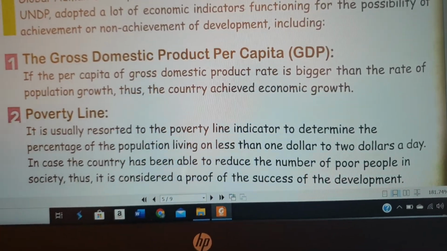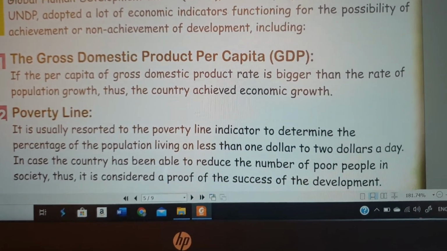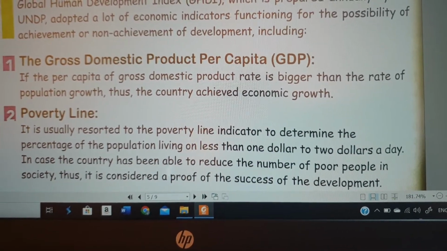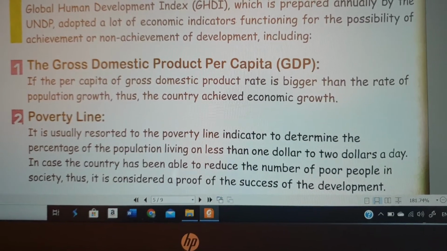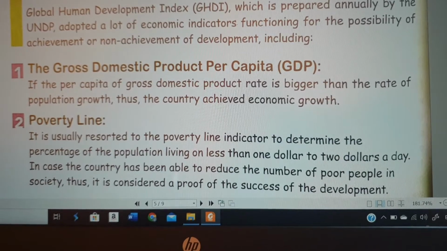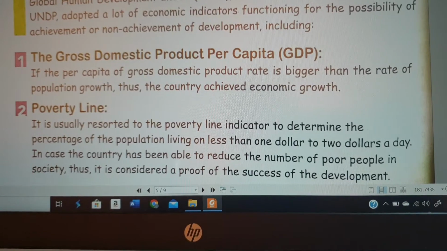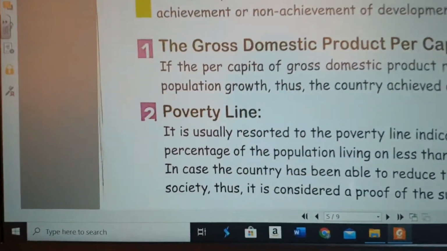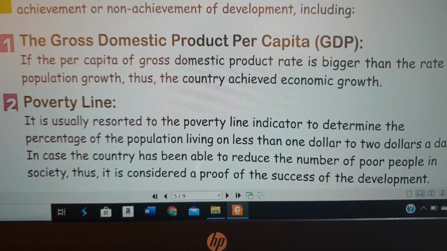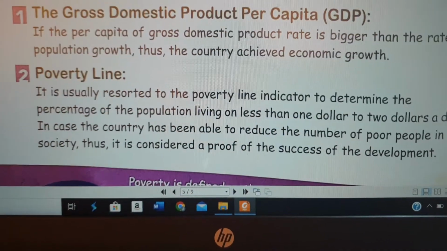Then number one, don't forget the gross domestic product. If your country depends on itself on producing everything and doesn't need to import anything from outside for its population or people, that means it has a strong economy and it has economic growth. Number two, poverty line, to reduce the number of the people who are poor or need help from their country. Let's go to number three now.